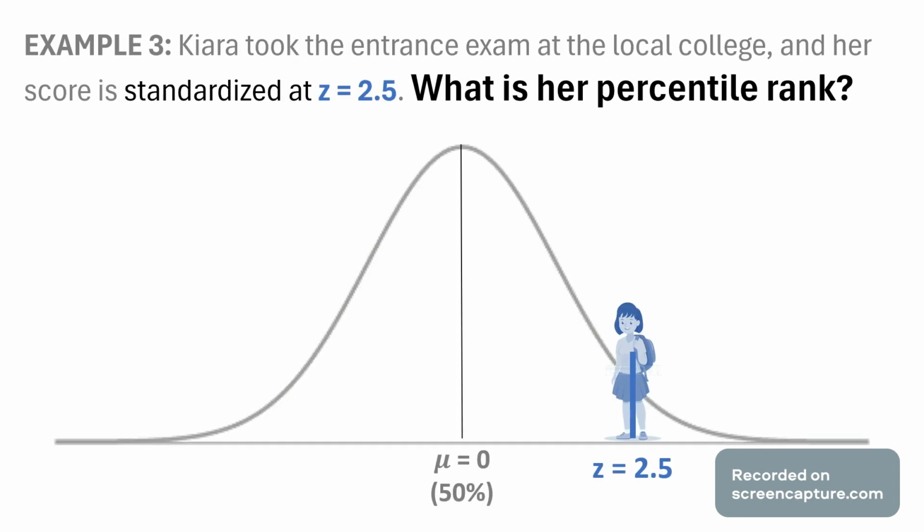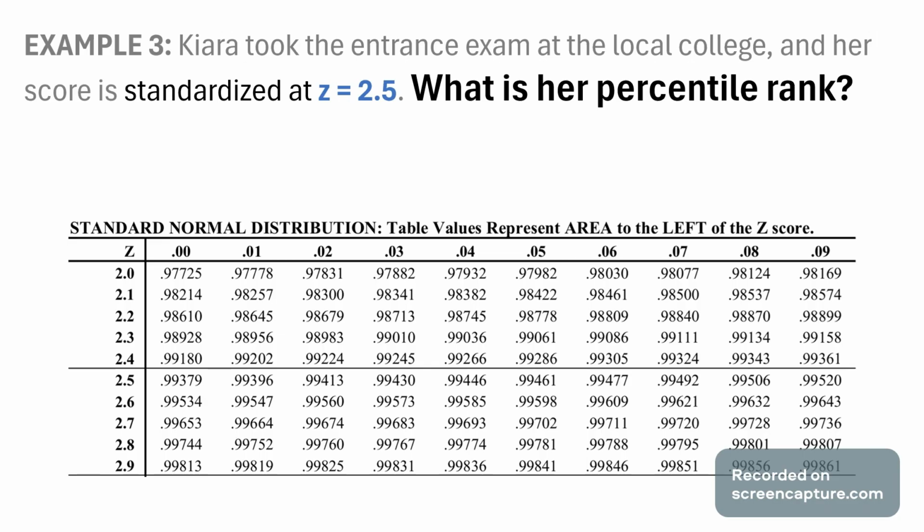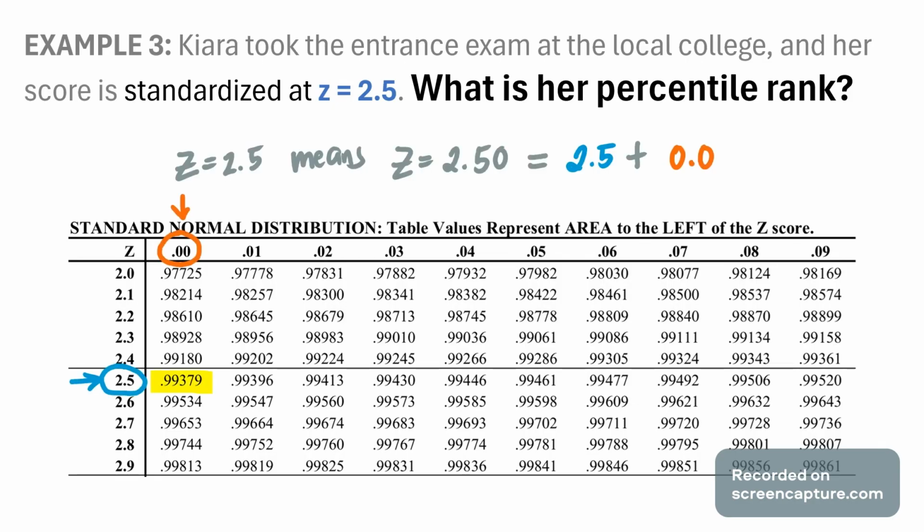For the last example, Kiara took the entrance exam at a local college. Her score is standardized at z equals 2.5. What is her percentile rank? So that means Kiara's z-score of 2.5 stands almost at the very right, as you can see in the illustration. Let's look up z equals 2.5 in the positive z table. Pause this video to work this out among yourselves. So the intersection of 2.5 and 0.00 is 0.99379 or 99.38%.